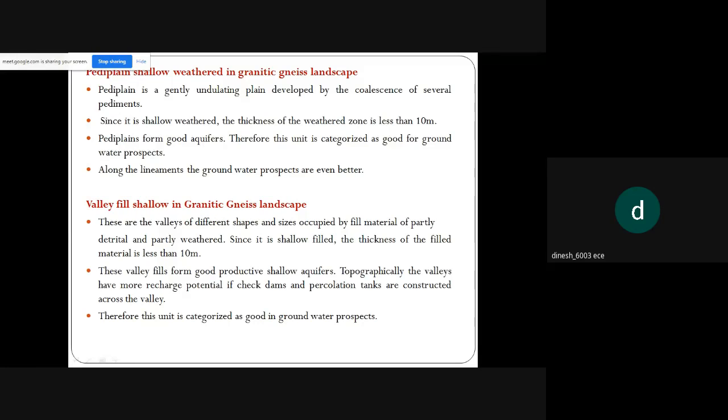The peneplain is a gently undulating plain developed by the coalescence of several pediments. Since it is shallow weathered, the thickness of the weathered zone is always less than 10 meters. The peneplains always form good aquifers. Therefore, this unit is categorized as good for groundwater prospects. Along the lineaments, groundwater prospects are even better.